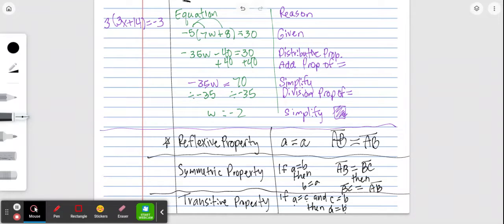Okay. Different reasons for each of those different properties of equality, but it is really important that you know all three of them. So go ahead and take a minute, pause the video, make sure that you get all three of those properties of equality written into your math notebook. And then I'm going to start a new page.